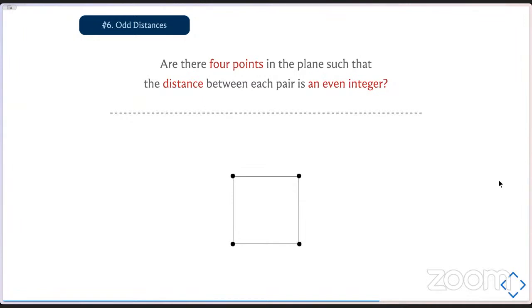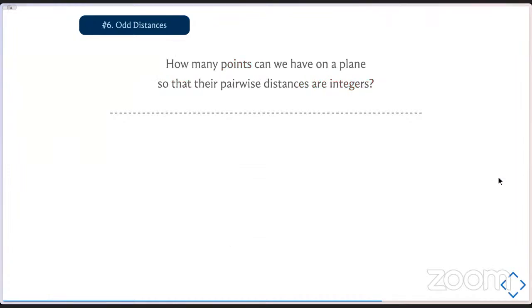You could try and push your luck and see, could you get more points which have pairwise even distances? That's something I haven't thought about, so I'm going to throw that in as a discussion prompt for offline thinking. But I did wonder about a more relaxed version of this question, where we ask ourselves, how many points can you accommodate on a plane so that the pairwise distances are at least integral? So we don't have any fractional or irrational or funny distances like that.